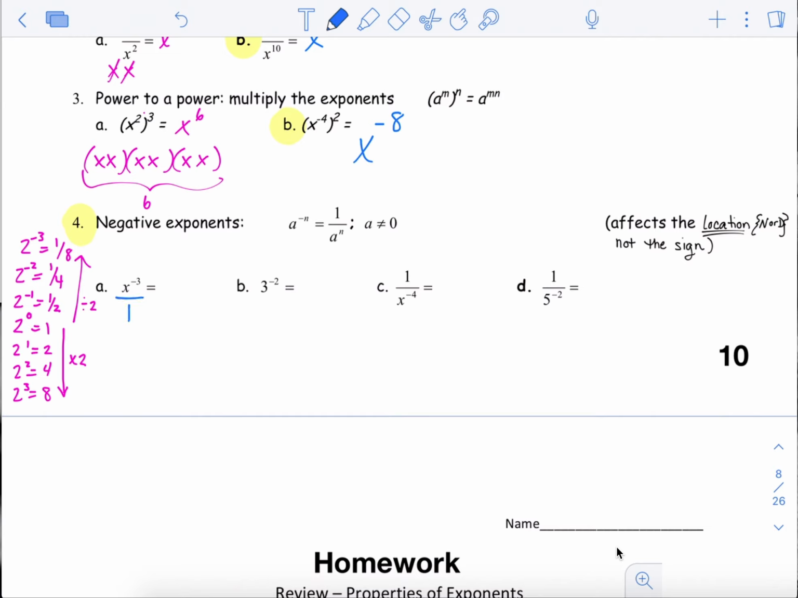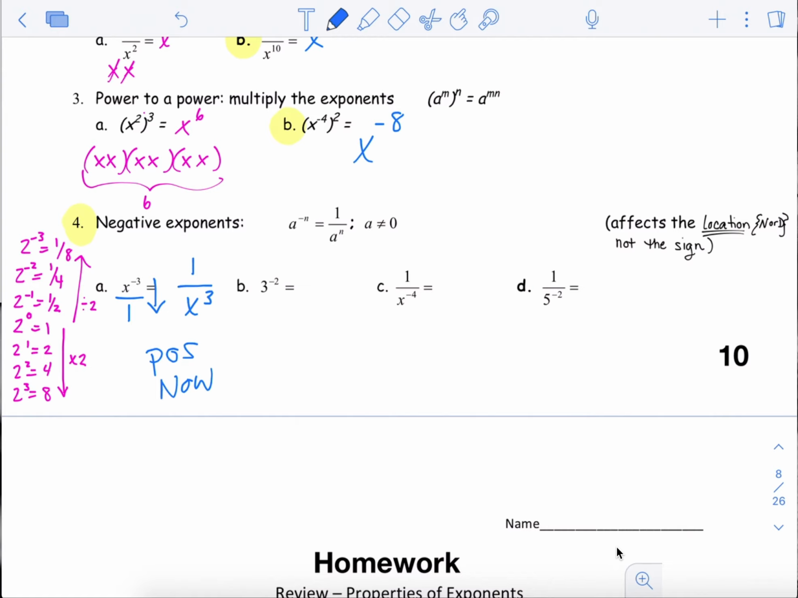So if I see a negative exponent, that means I want him to move downstairs. I would say 1 over x to the third. When I move him, he's positive now in his new location.